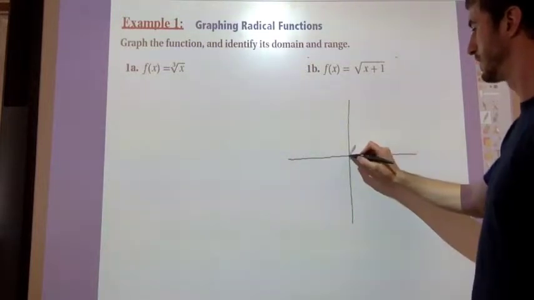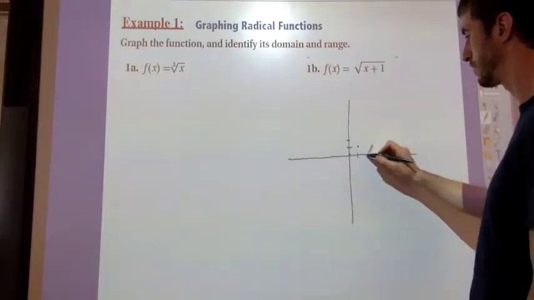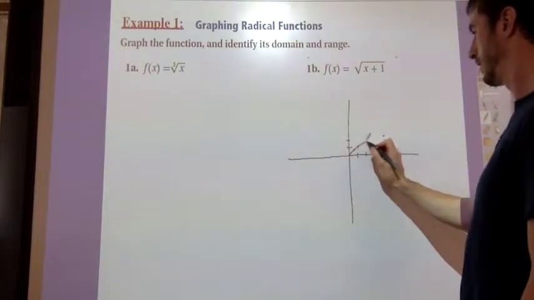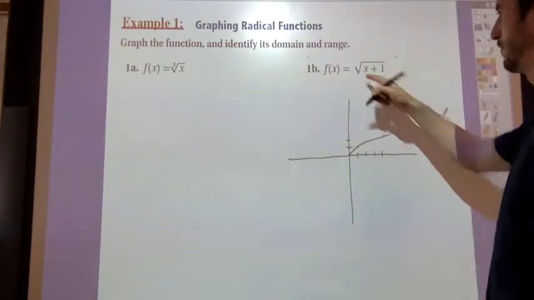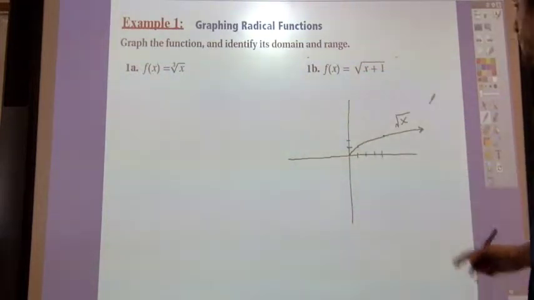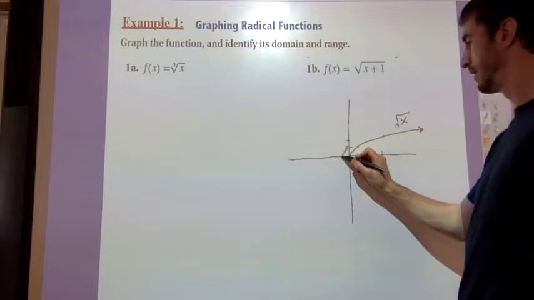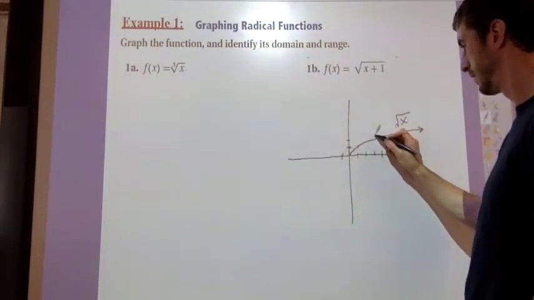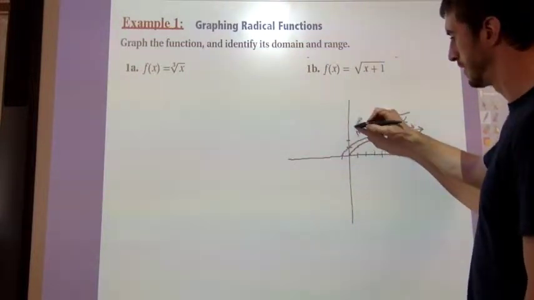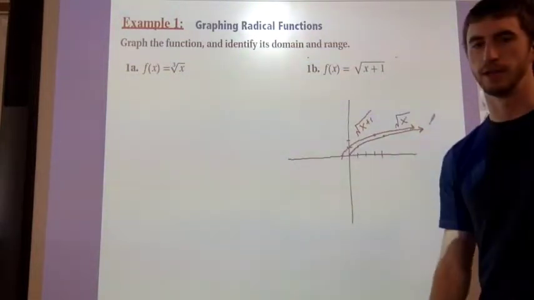I know that there's a point at 0, 0, 1, 1, and then 2, 4. And this is what the parent function square root of x looks like. And this function has been shifted to the left 1 unit. So I'm just going to take each of these points in red and shift them to the left 1. And this is going to be square root of x plus 1. And that's what my graph will look like.